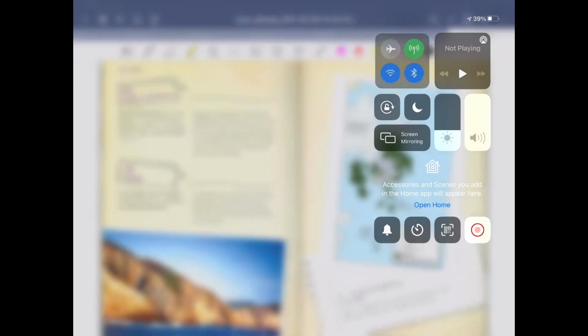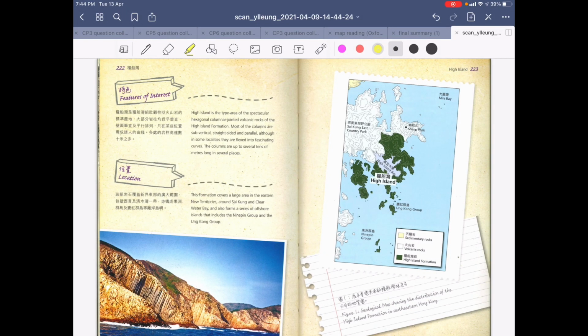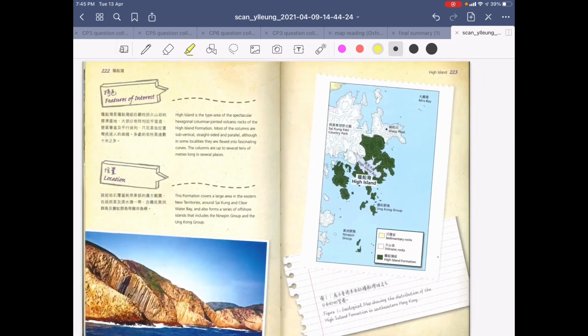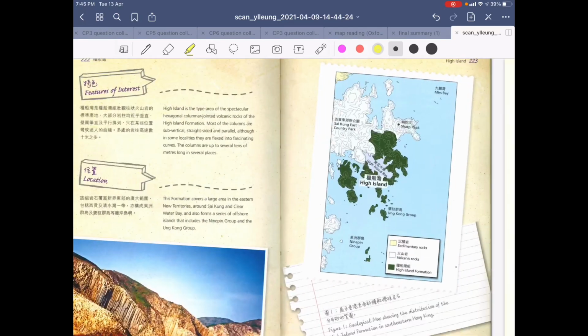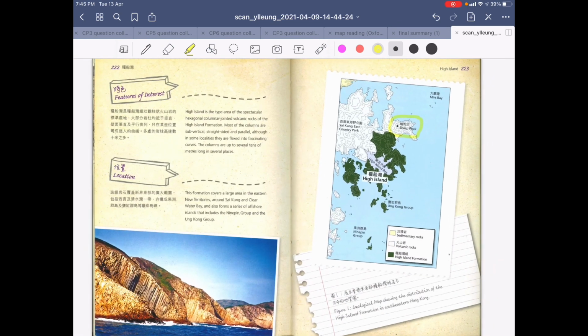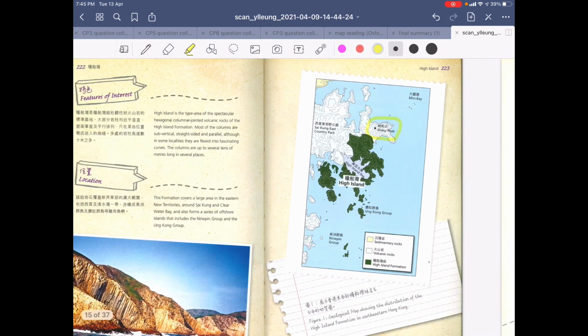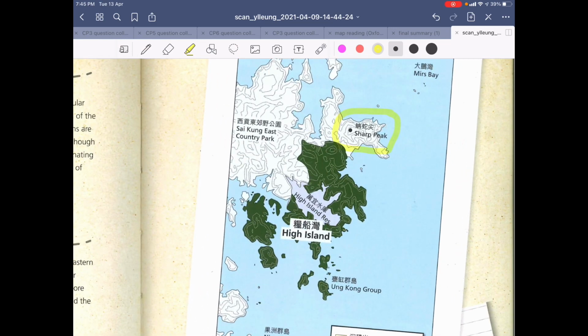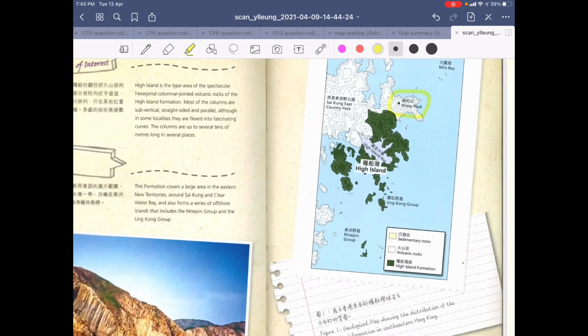You may also ask why the tuff in the High Island Reservoir has a hexagonal joint pattern, and it is because of this. And on the origin, I have told you that Lamse Gym, the correct English should be Sharp Peak. Sorry about that, because I haven't fact checked previously. So the tuff is made up of Sharp Peak also.